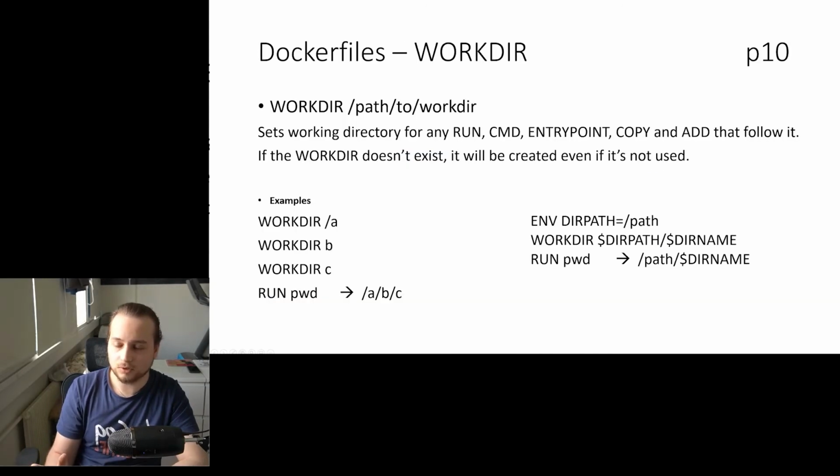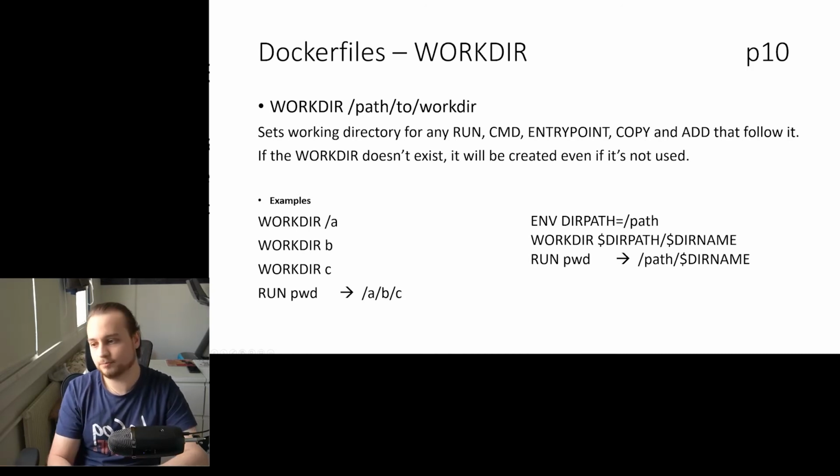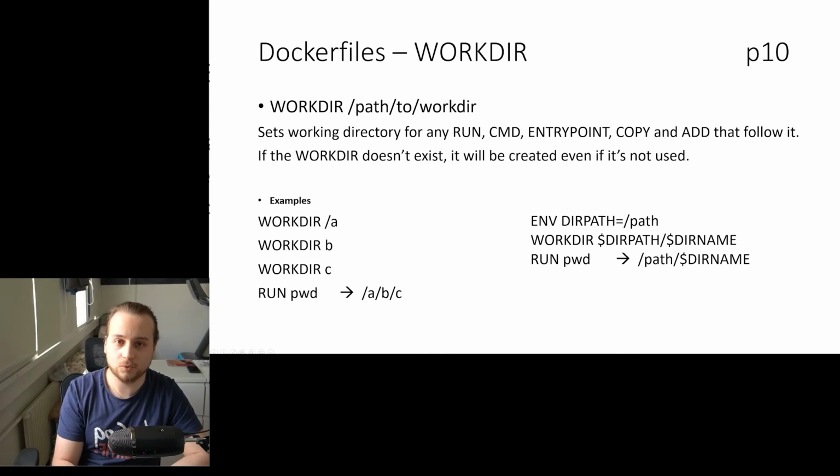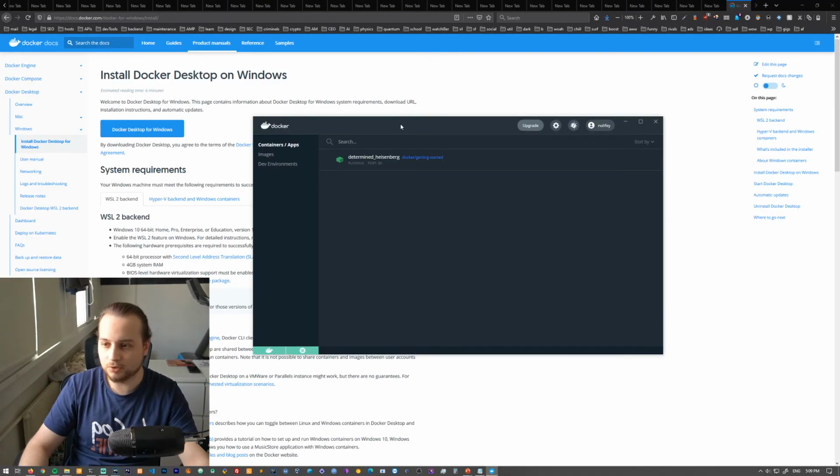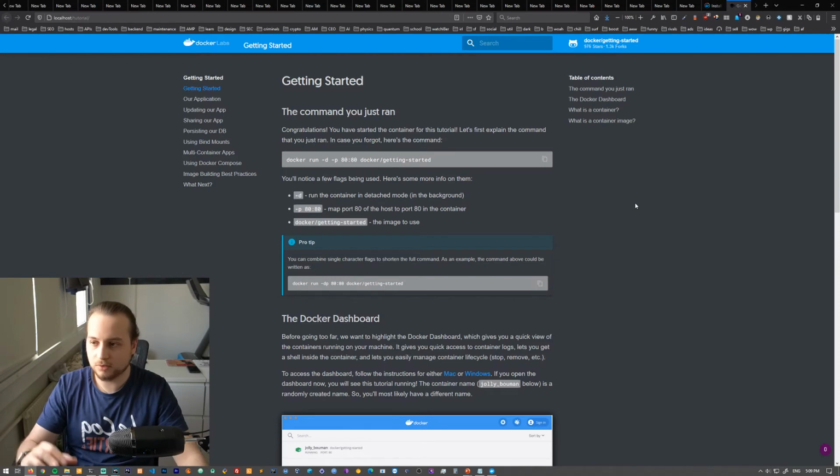All right, the last one is the WORKDIR. This basically sets the working directory for any command that follows it. And it's quite straightforward. Quick view of the official tutorial. So here, when we open our Docker runtime, we see that our getting started app is running. And just click on this. So we're just going to see the important parts of this tutorial.